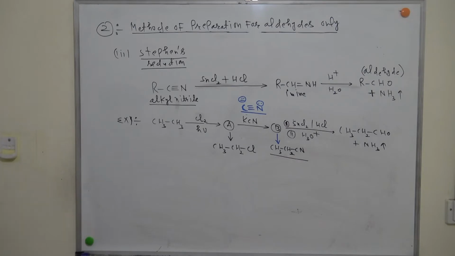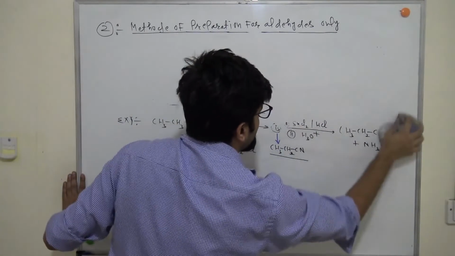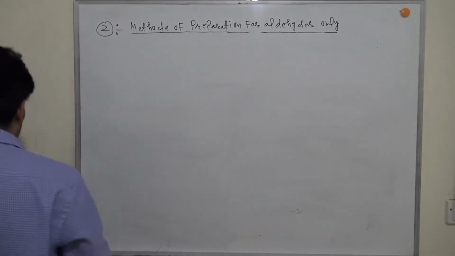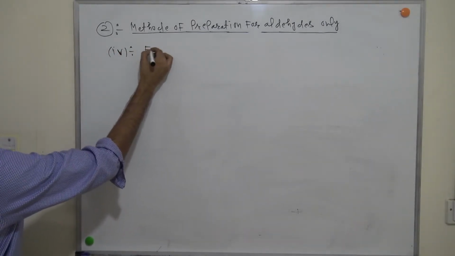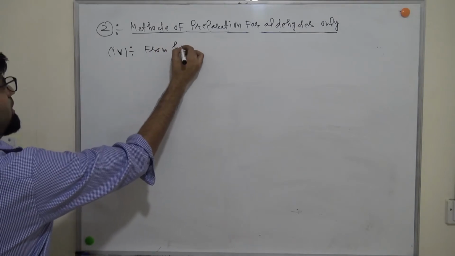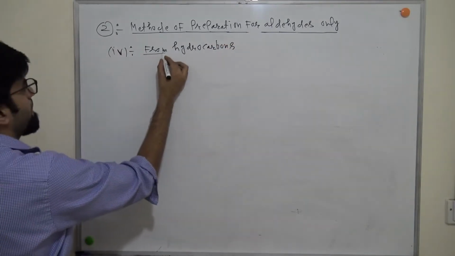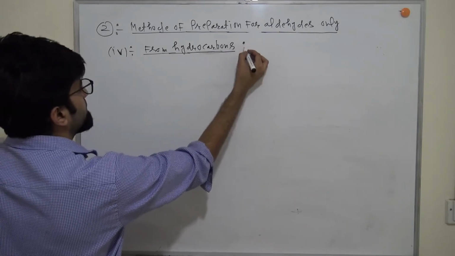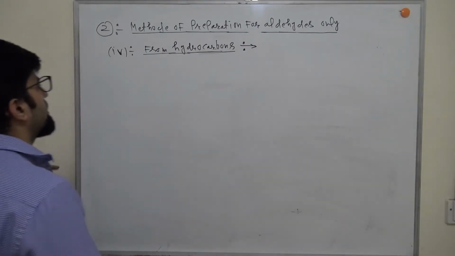Okay, so the next one is from hydrocarbons. The third method was Stephen's reduction. Now we have the fourth method, that is from hydrocarbons. So this is also very important, and I will discuss many important things here.